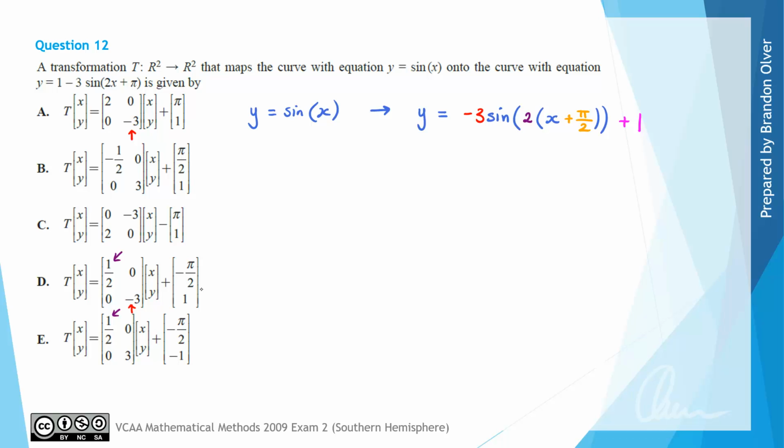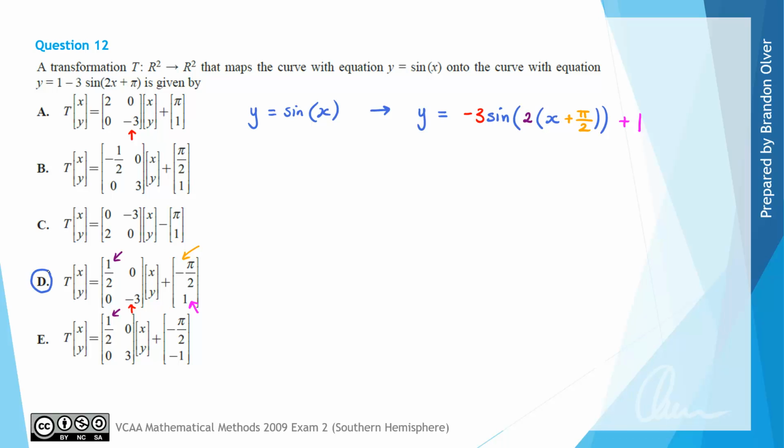And just to confirm that that is the correct answer, to get the x plus pi on 2, we actually need a minus pi on 2 in our matrix system, because that's a translation of pi on 2 units in the negative x direction. So we need negative pi on 2 in the matrix. And then that plus 1 at the end just needs to be this plus 1 at the end of this matrix equation. So the only option that's correct is D.